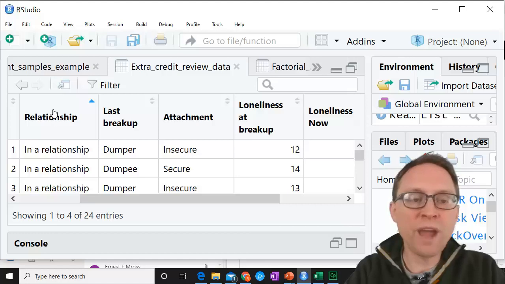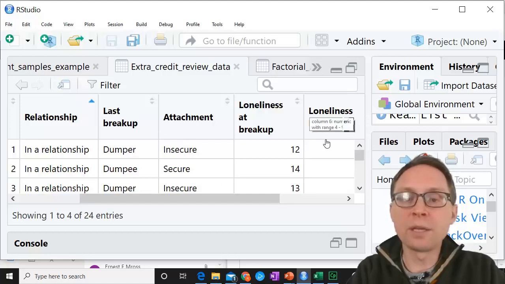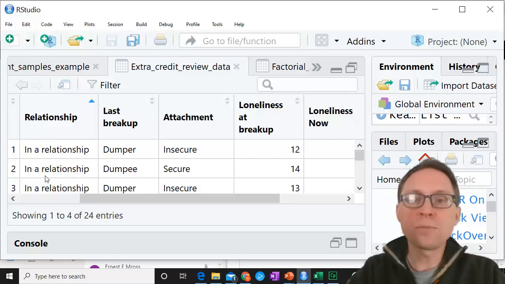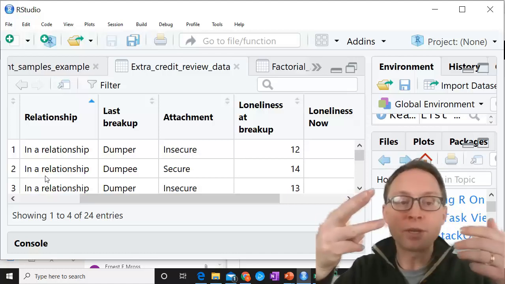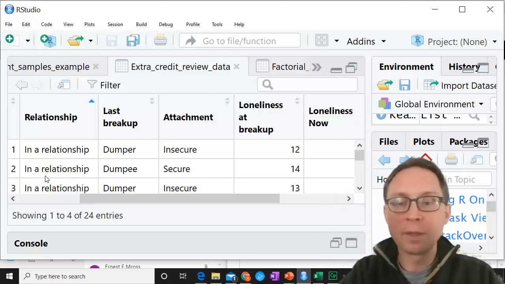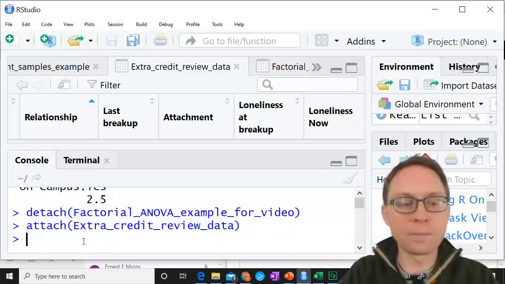So the first factor is relationship. The second factor is last breakup. The dependent variable is loneliness now. What kind of design do I have? This would be a 3 by 2 because there are 3 levels of relationship: in a relationship, it's complicated, or single. The other factor is last breakup, where you were the dumper or the dumpee. 3 by 2. The dependent variable is loneliness now. So let's go ahead and do this right now.